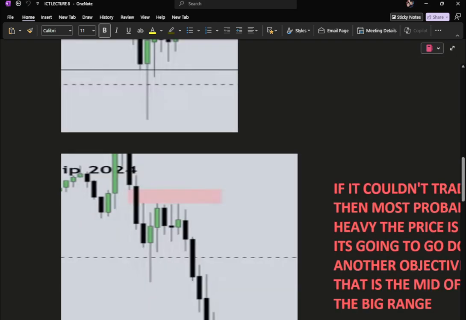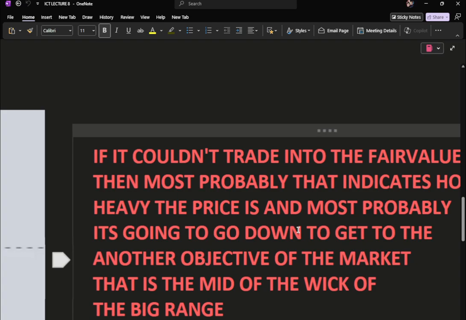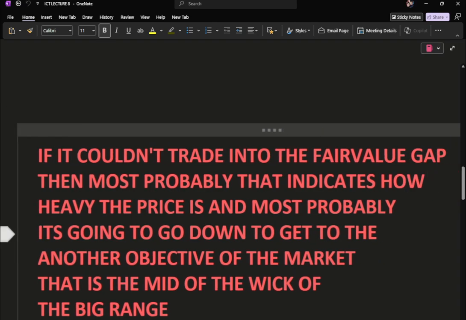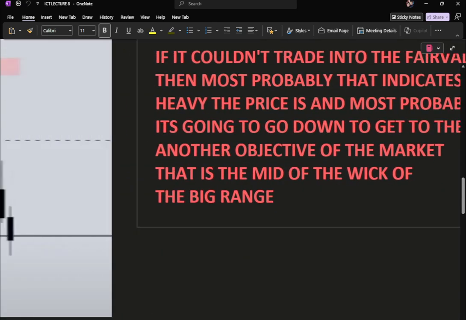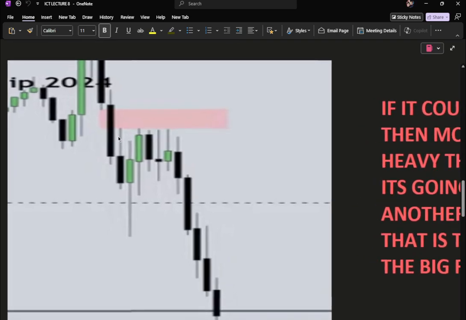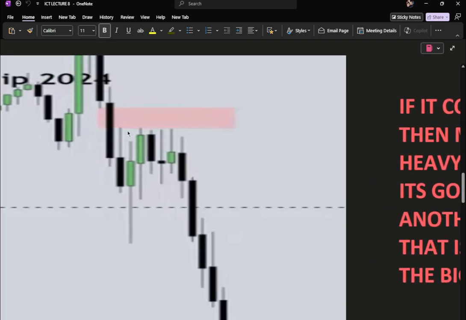You can see that over here. If it couldn't even trade to the fair value gap, then most probably that indicates how heavy the price is, and it's going to go down to get to the other objective of the market, that is the mid of the wick of the big range. At this moment the price was not even able to trade till the FVG. That indicates the price is very heavy, and probably the algorithm wants to reprice down.